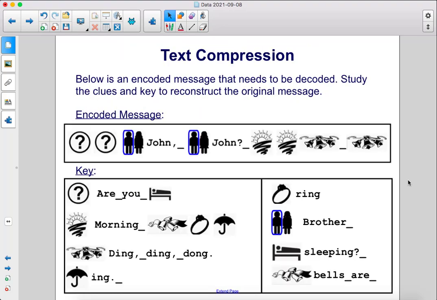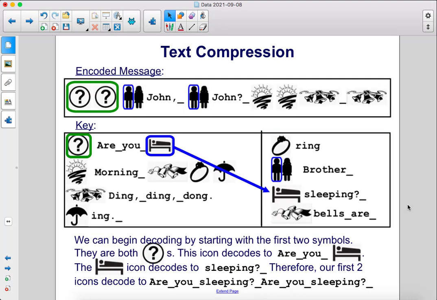Below is an encoded message that needs to be decoded. Study the clues and key to reconstruct the original message. We can begin decoding by starting with the first 2 symbols. They are both question marks.